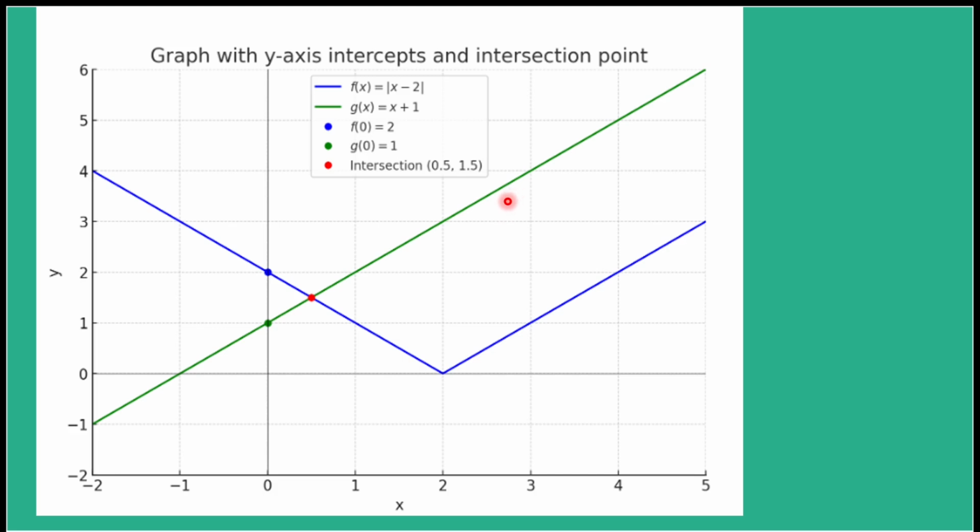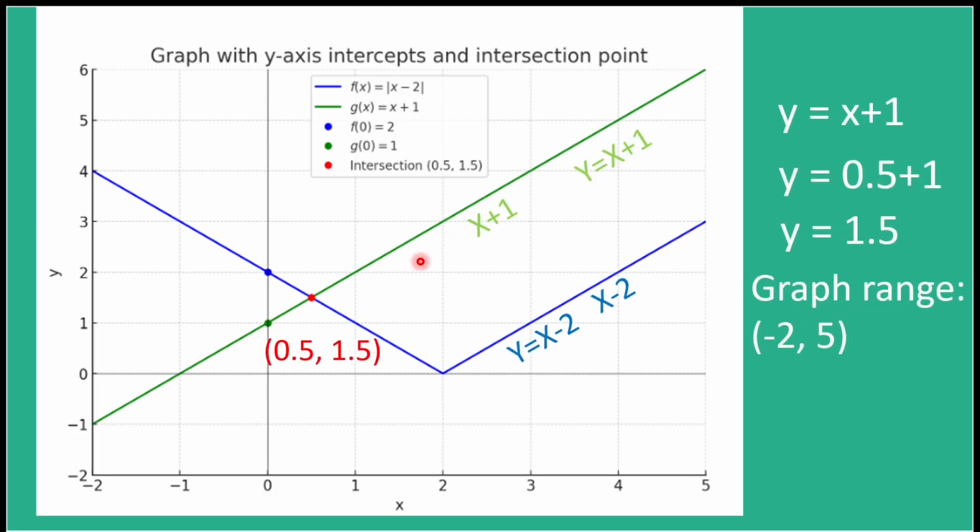And now, as I told you in the start, I will show you the graph as well. So this is the graph of this given equation. This is the graph for the line x plus 1, and this is the graph of x minus 2. So look over here, we have the solution of this question, x equal to 0.5. This is your 0.5 on the x-axis, and on the y-axis it is equal to 1.5.